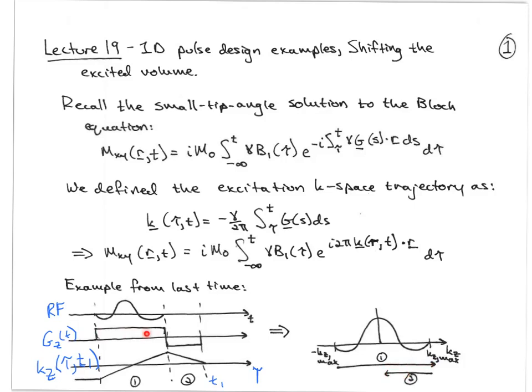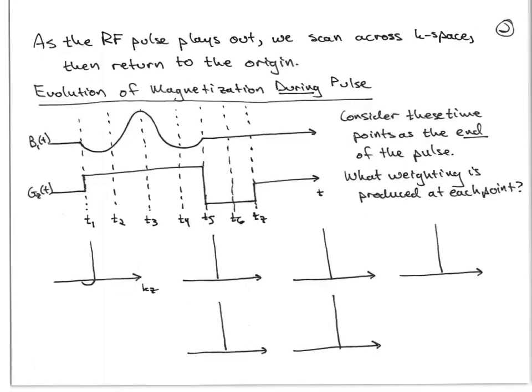So this first gradient leaves us at a positive kz location, but that corresponds to a phase roll across the slice, and that's going to cancel signal out. So what we've got to do is zip back to the center of k-space. That's called refocusing the slice. So then as the RF plays out, we are scanning across k-space, and then the rewinder returns us to the origin. And indeed it returns the entire deposition of energy to be centered at the origin.